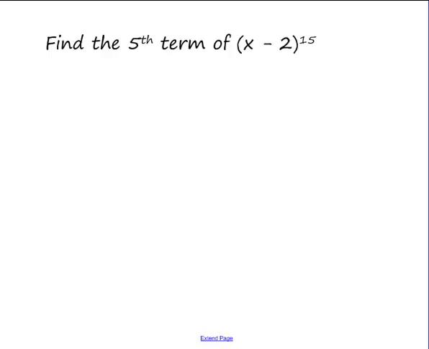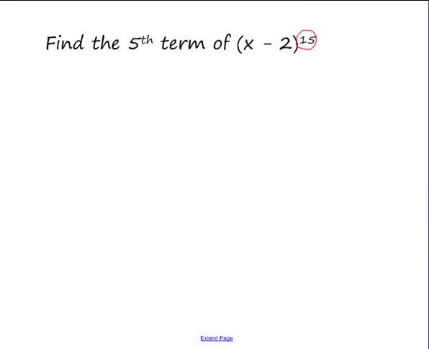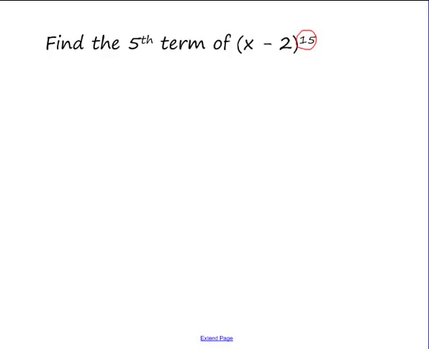Find the 5th term of x minus 2 raised to the 15th power. Wait a second. 15th power? Are you kidding me? Look at all the work I had to do and I just raised it to the 4th power. Oh, but wait, this one doesn't say expand, it says it only wants one term. Oh, that's so easy.